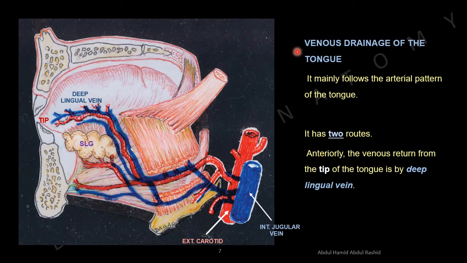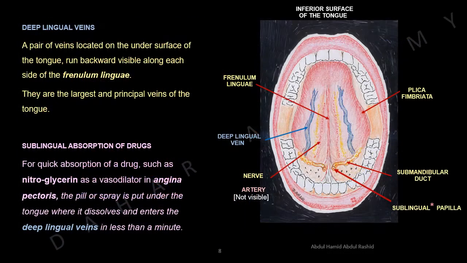Venous drainage of the tongue. Venous drainage of the tongue mainly follows the arterial pattern of the tongue. It has two routes. Anteriorly, the venous return from the tip of the tongue is by deep lingual veins.